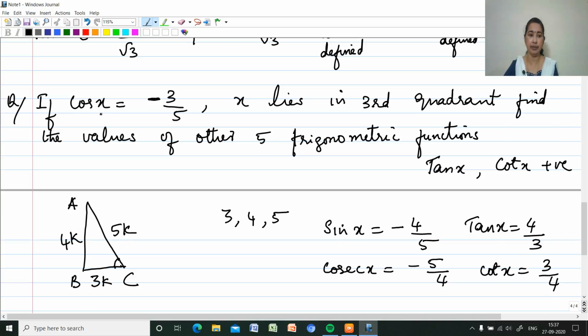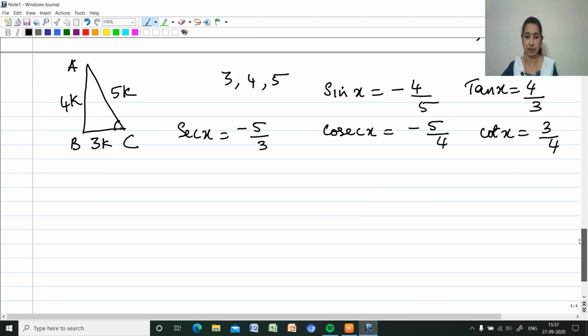And also here given cos x is equal to minus 3 by 5. So, sec x is equal to minus 5 by 3, it is reciprocal. So, that is the way in which you have to find out the other trigonometric ratios.